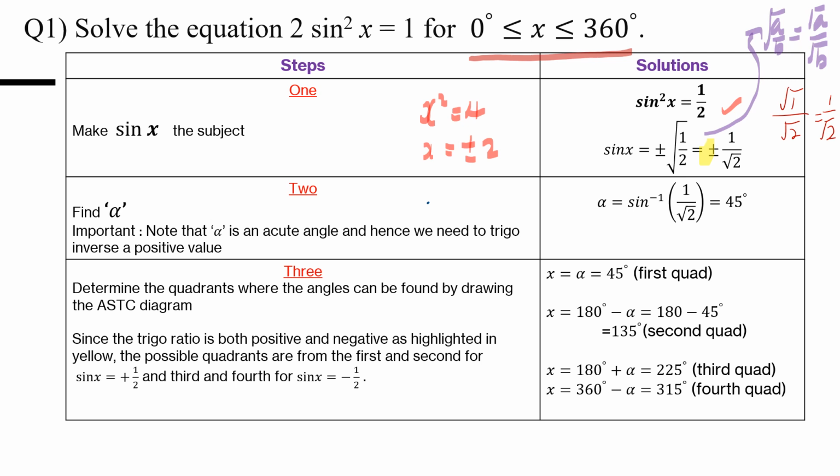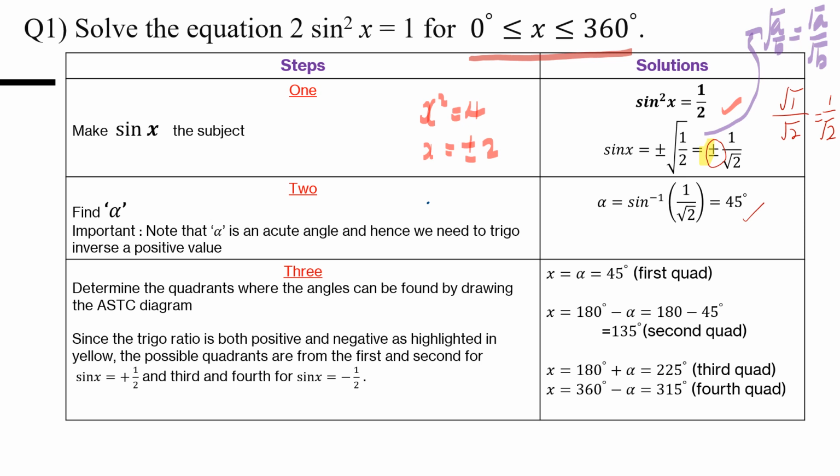Then the second step is that we need to find alpha. Bear in mind again that alpha is an acute angle, so we need to sine inverse a positive value. Even though we have plus and minus 1 over square root 2, we only sine inverse the positive value, which is 1 over square root 2. So sine inverse bracket 1 over square root 2 gives you 45 degrees. You can use a calculator to evaluate that.